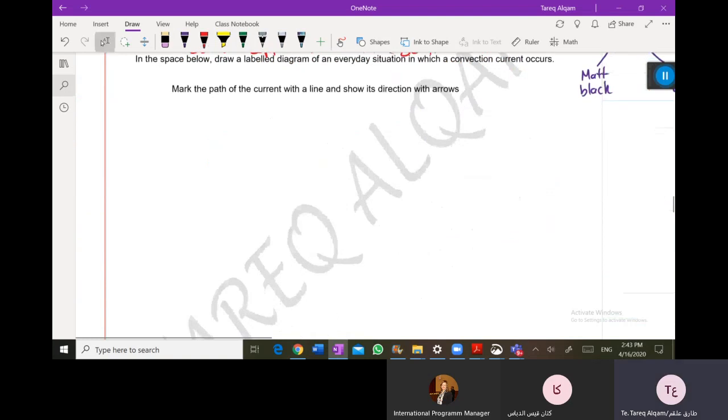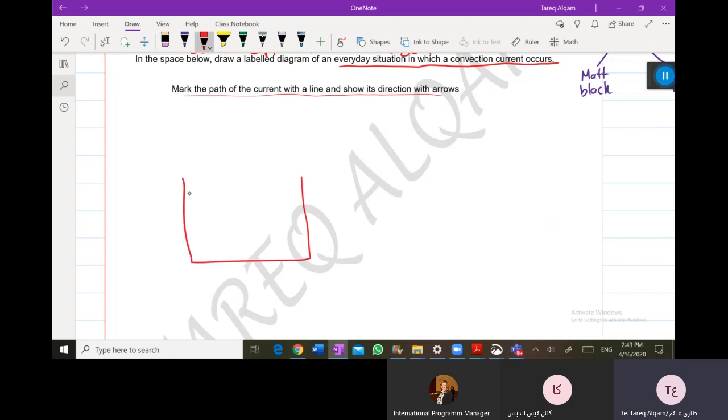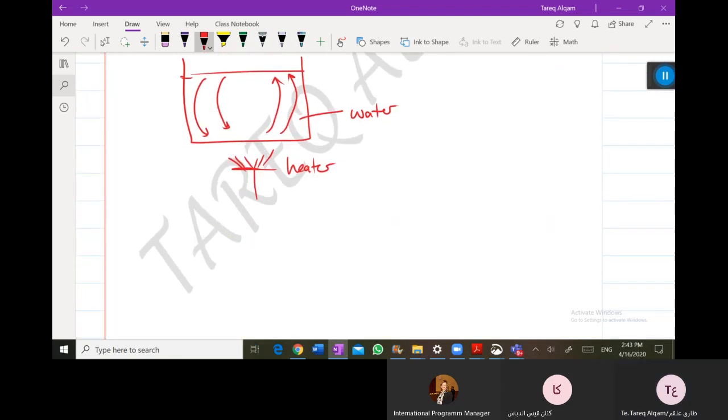Okay. Here in the space below, draw a labelled diagram of every situation in which convection currents take place. Make the path of the current with lines and so on. Here we have several things. You may think about cooking something like this. Here you may draw like this: here a heater, a Bunsen burner, whatever, and here water. The hot water rises up, and the cold water sinks down and so on. Label the path of the current or direction with arrows. Any question?